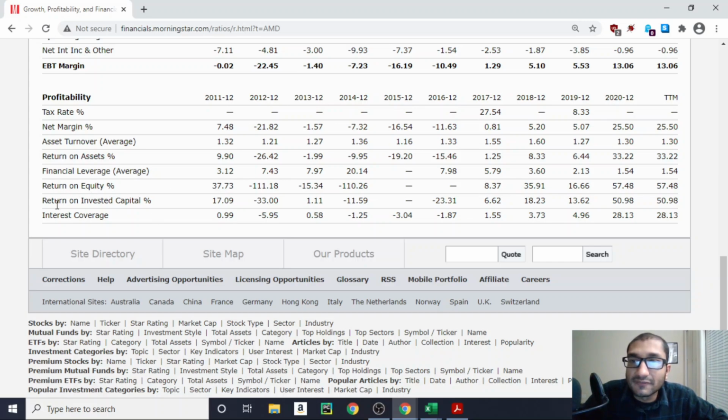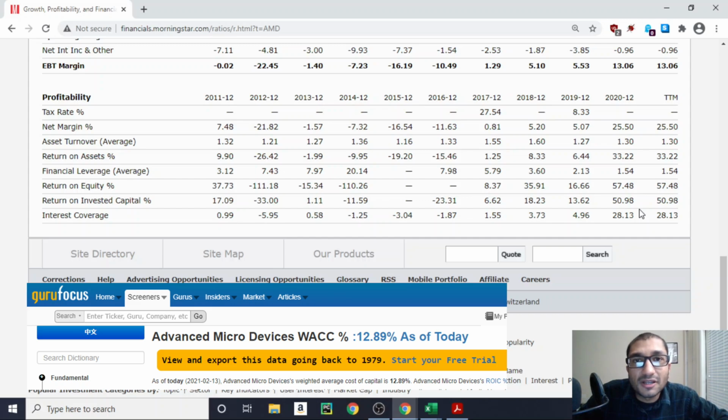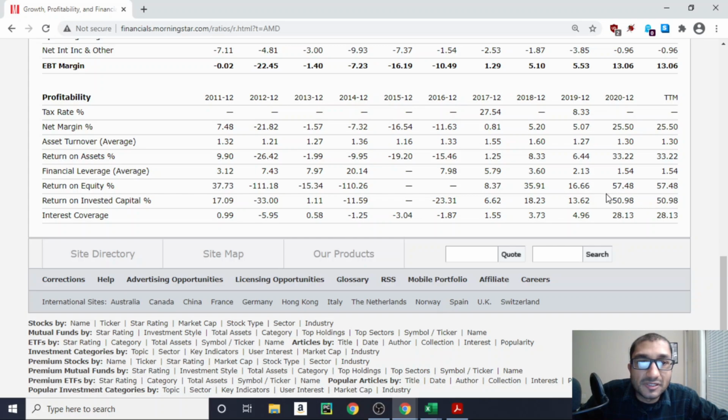Next, looking at the return on invested capital. The return on invested capital gives an idea of how good the management is at allocating the company's capital and getting a return on that investment. Ideally, we want to see the return on invested capital to be much greater than the company's cost of capital. Back in 2011, AMD's return on invested capital was at 17%, and for the year 2020, it's about 51%. AMD's weighted average cost of capital right now is about 13%, and when we see that the return on invested capital is about 51%, we can be certain that the management is being efficient and effective at allocating the company's capital and getting a return on that investment.